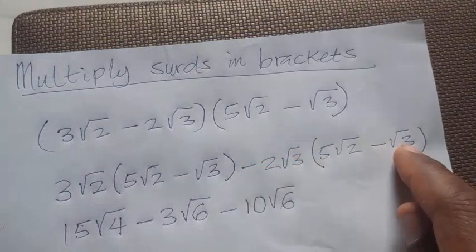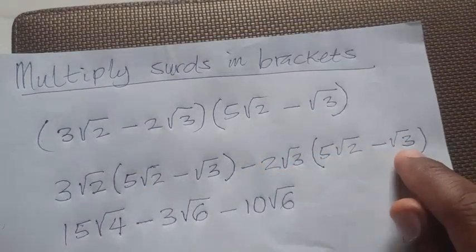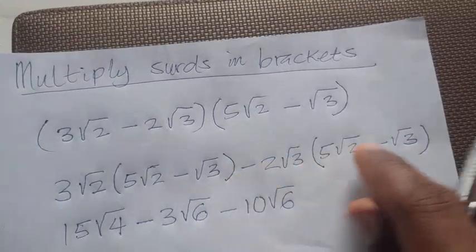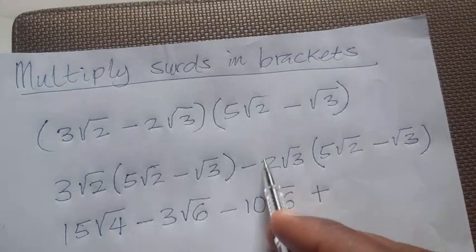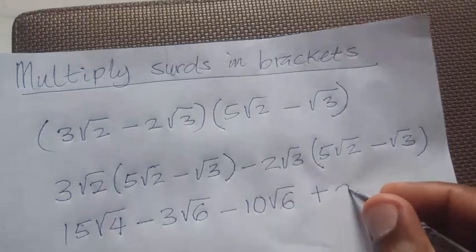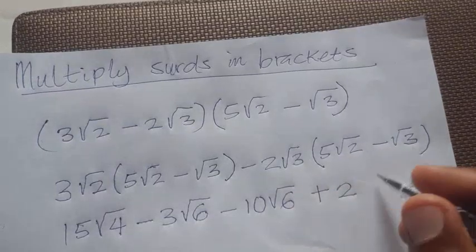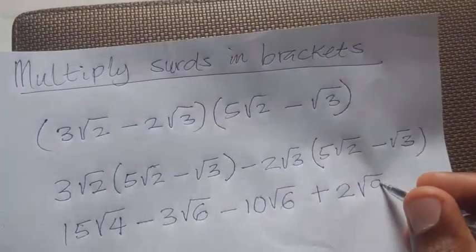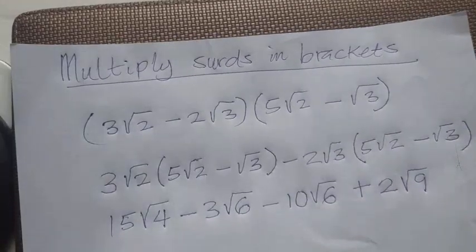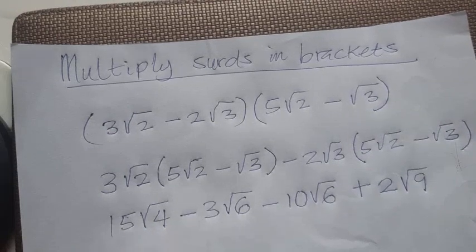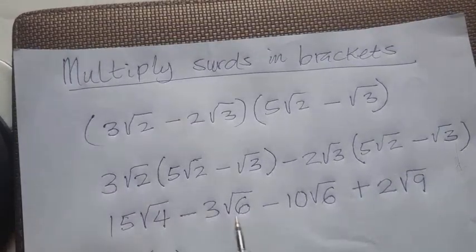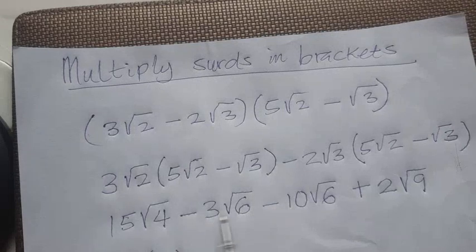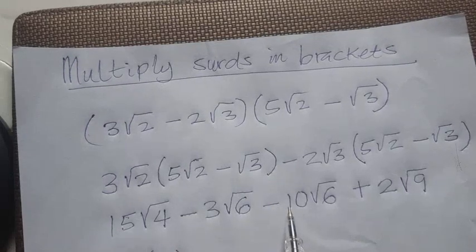Then the next one, we're going to multiply negative 2 root 3 by negative root 3. So negative multiplied by negative first, we have a positive. Then 2 is the only whole number between 2 root 3 and root 3, so you put the 2. Then root 3 times root 3, that is root 9. Good. So making progress. Now the next, root 4 is a perfect square, and it has a value. So we have 15, and root 4 obviously is 2. So we put that here. Then negative 3, negative 10. So minus 3 minus 10 will give us minus 13.